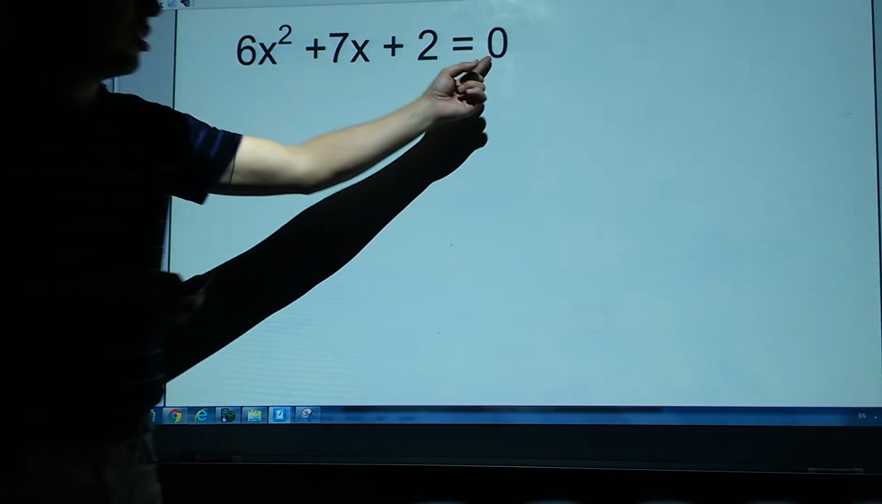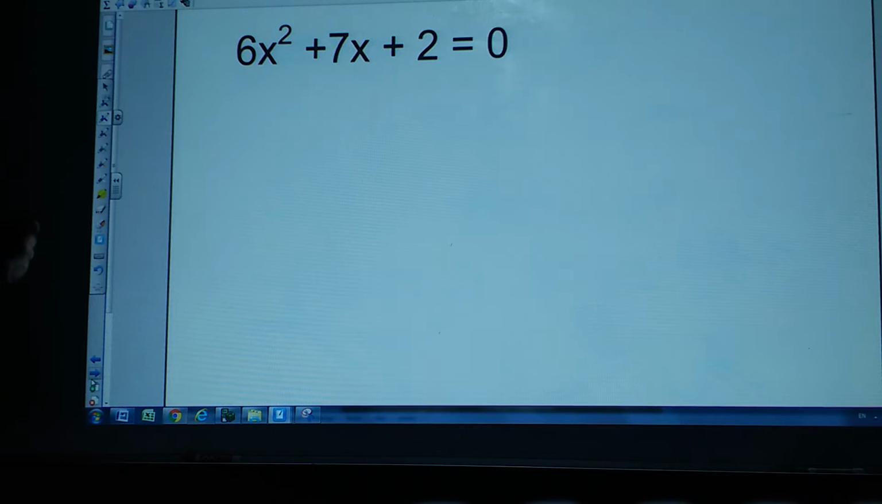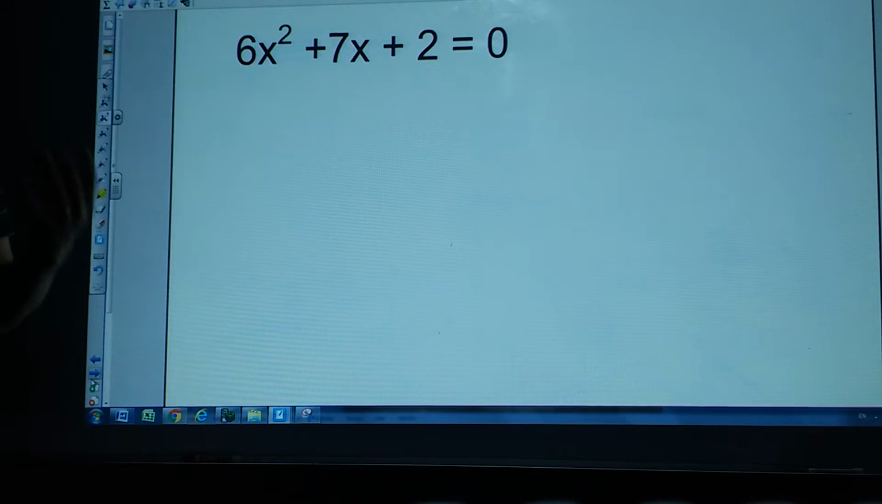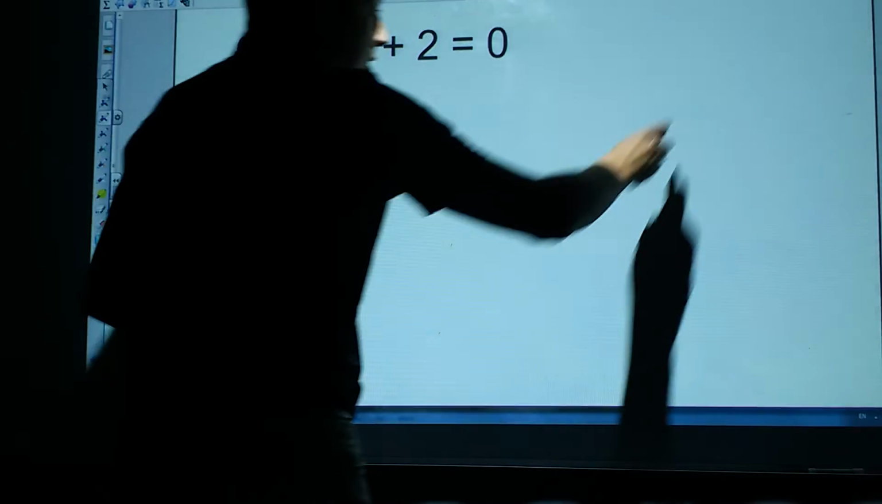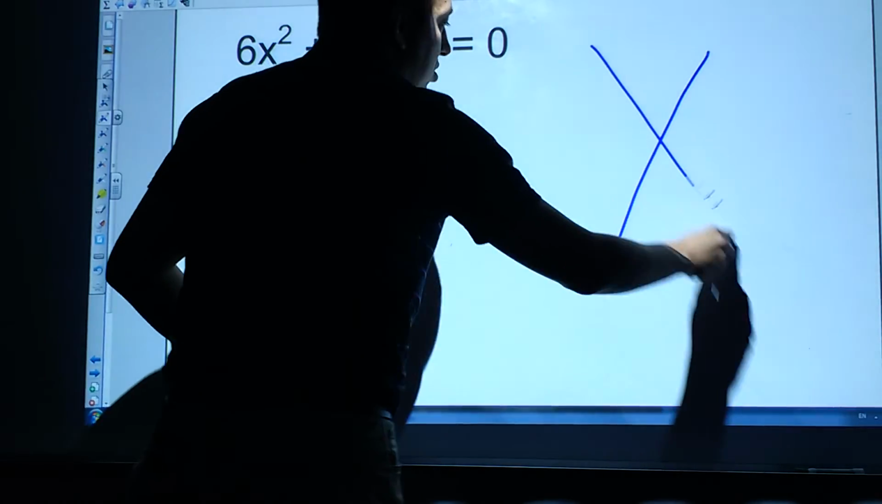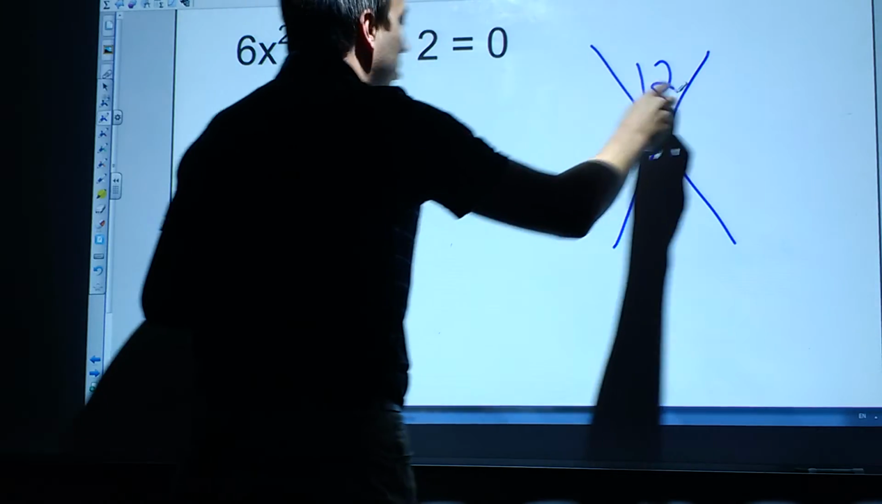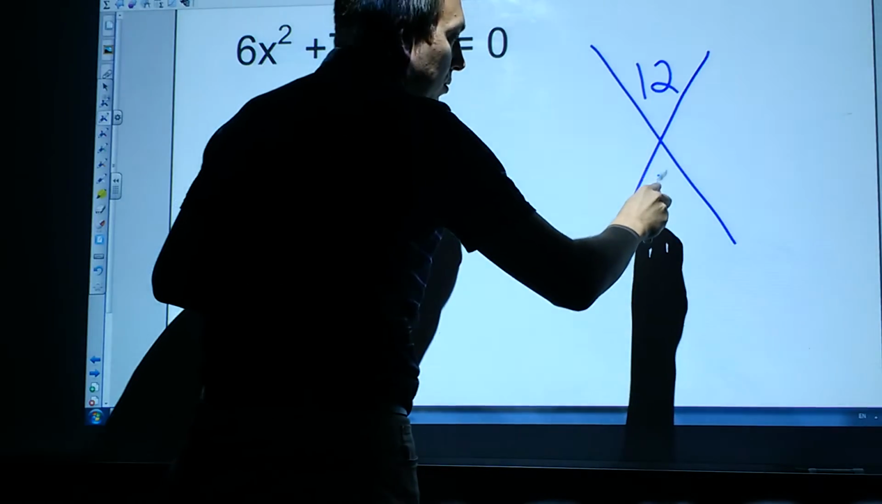One side equal to 0, that's great. Now I should look to factor again. This one is not GCF. I can't take anything out. So I should look to factor. This one is a little bit different. So it's going to be 6 times 2 is 12. And then 7.